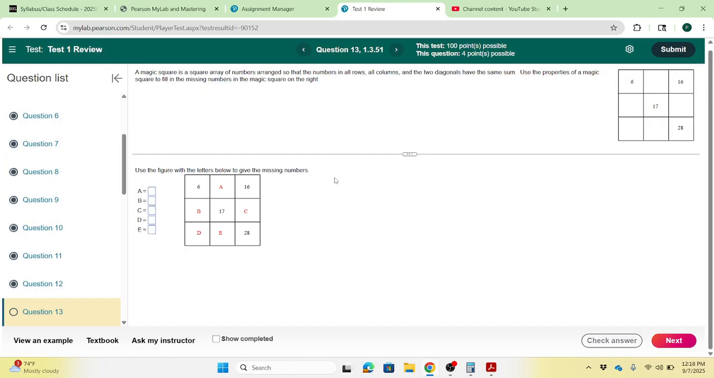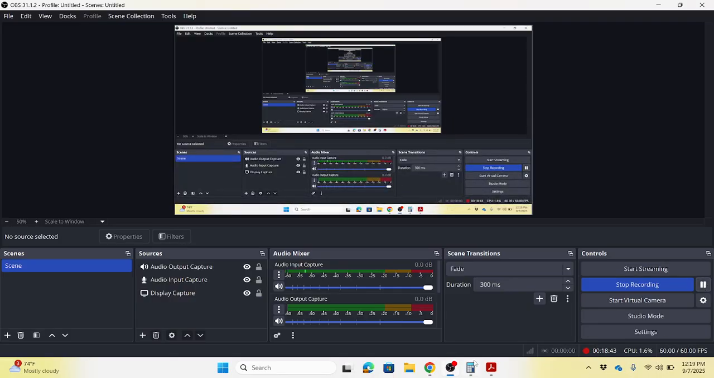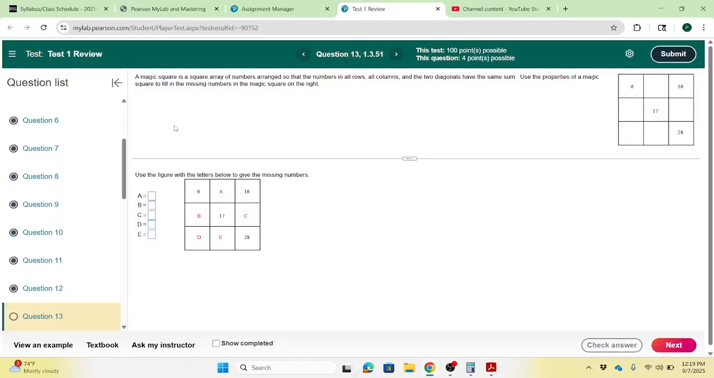Let's go to the next problem. As you can see here, this is the magic square. If you add any row or any column, even the diagonal, you're supposed to have the same sum. So you can add 16, 6, 17 and 28, and this sum is supposed to be equal to this sum, and this sum is supposed to be equal to this sum or this sum. So we can only solve for one unknown every single time. So let's do that.